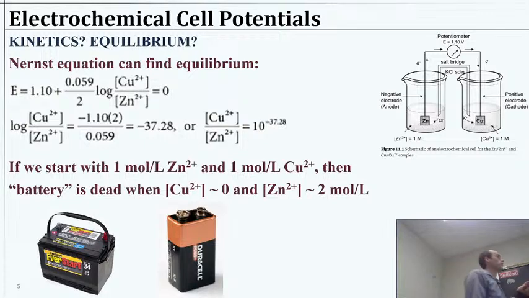So there's a couple questions there about how fast is it going to happen? So what are the kinetics? And when do we reach equilibrium? For this particular example, we already calculated our E as 1.1 for the standard, right? So this is our equation: E equals the standard potential, which we calculated already, plus the rest of this equation. This is the 2, for how many electrons are involved in that reaction, times log of copper over zinc in the 2+.